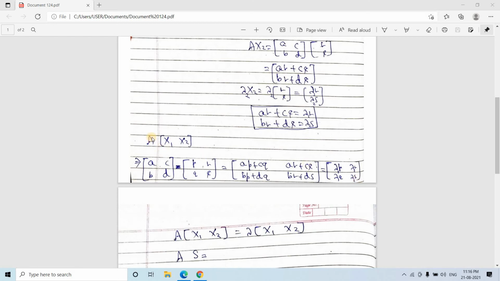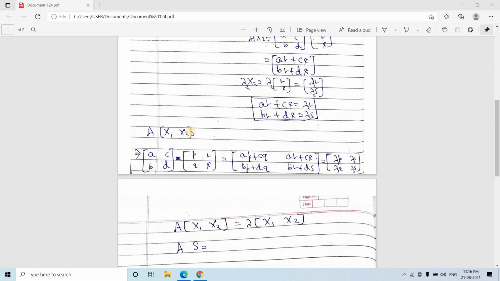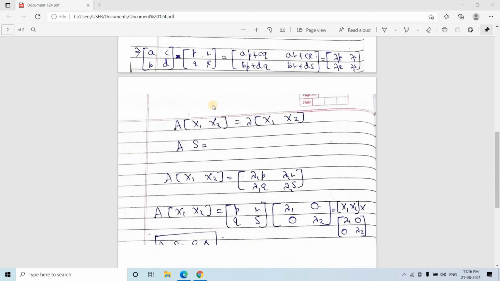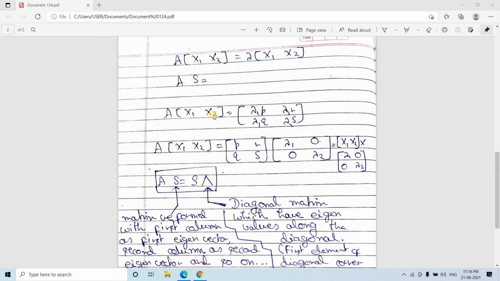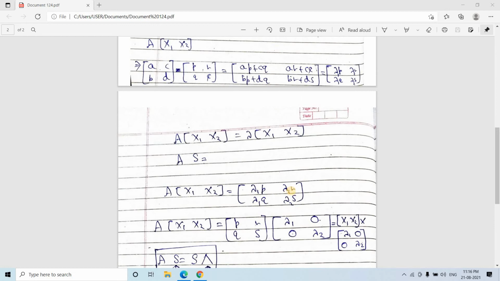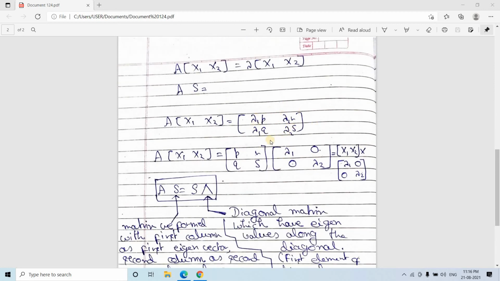So what we are getting: A multiplied by x1 x2, when we are doing it, if you see this particular one, don't consider these first two lines, just ignore them. If you come directly to this line, A multiplied by x1 x2, that is our transformation matrix multiplied by a matrix. And how did we create this matrix? Considering the first eigenvector as the first column, the second eigenvector as the second column. For this we are getting the result as lambda 1 P, lambda 2 R, lambda 1 Q, lambda 2 S. This is nothing but the same as what we are getting here. Okay, right. So we can just readjust this right hand side matrix and write it this way.